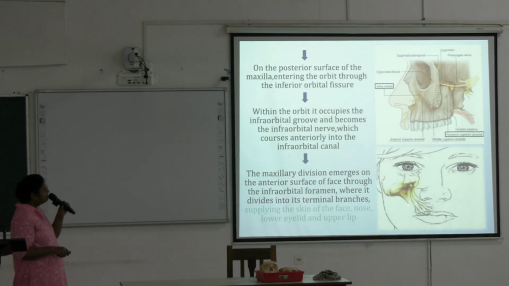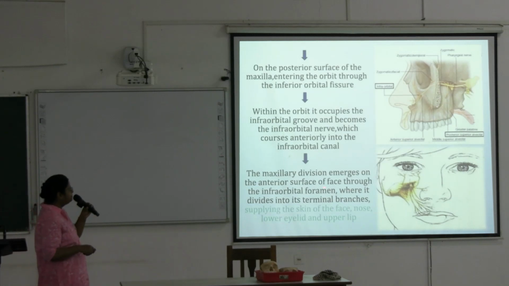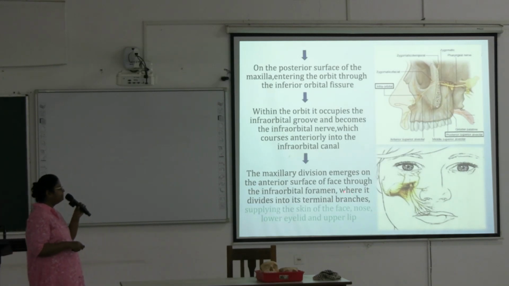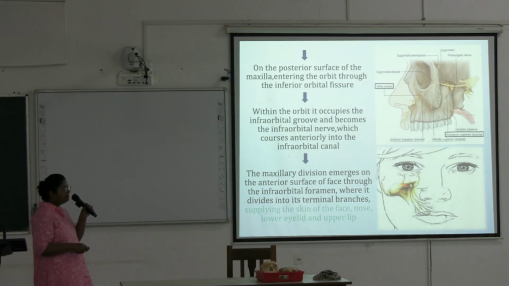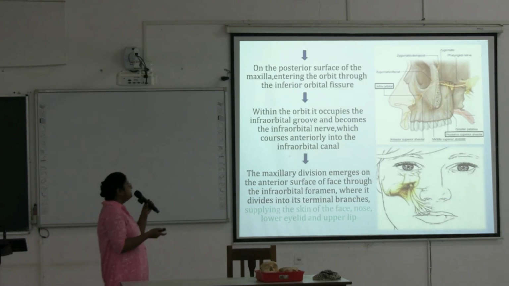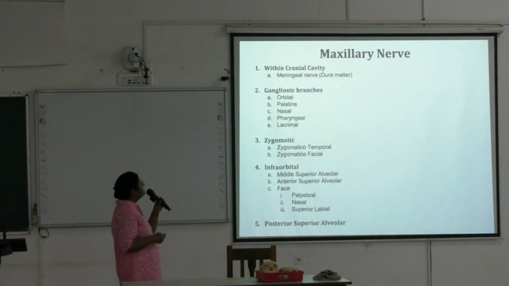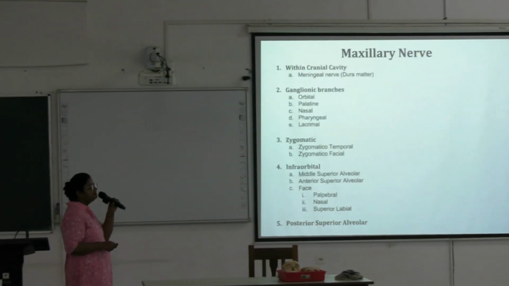Here it is coming out on the anterior surface of face through the infraorbital foramen, where it divides into its terminal branches, supplying the skin of the face, nose, lower eyelid and upper lip. See here, supplying the lower eyelid, nose, upper lip, okay, and some part of the face near the cheek region. Next. So these are the maxillary nerve and its branches.